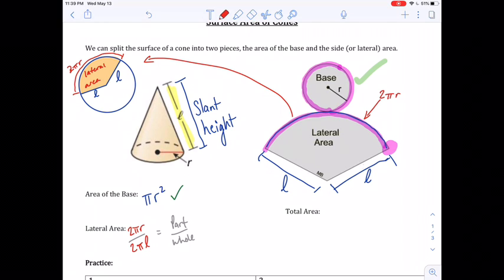So part of the circle, part way around, is 2 pi r. Around the whole circle is 2 times pi times this radius of L, or the slant height. Okay. Now let's do the part over whole here.